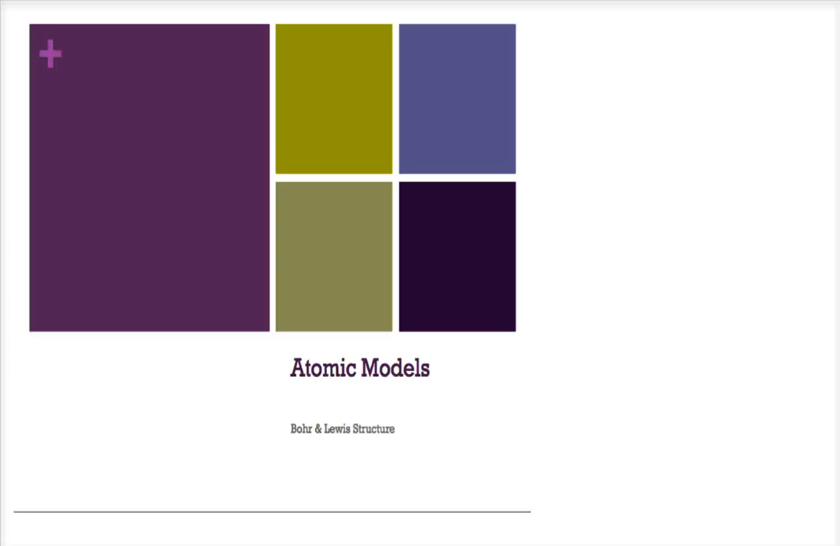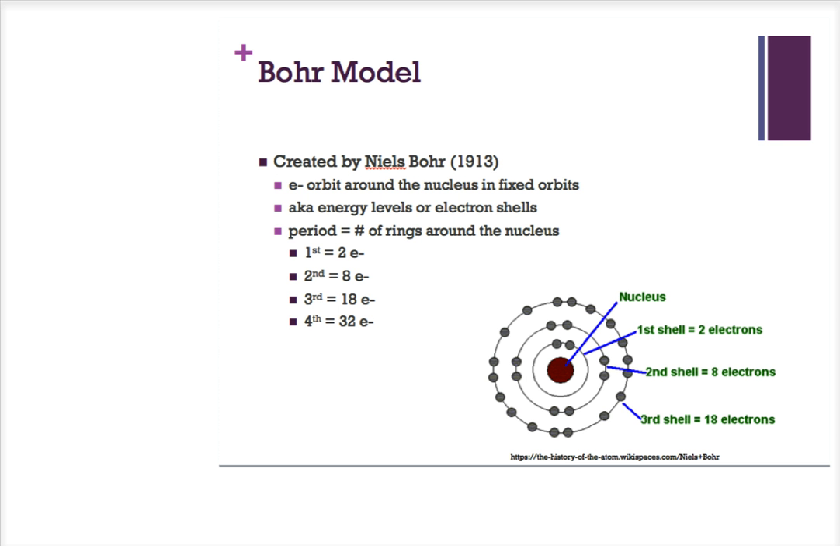Okay, so today's video is going to cover the atomic models. We're going to look at the Bohr's model and electron arrangement, and we're going to look at the Lewis structure and how the valence electrons are organized around the nucleus and how we can also use that for making chemical bonds. So let's begin.